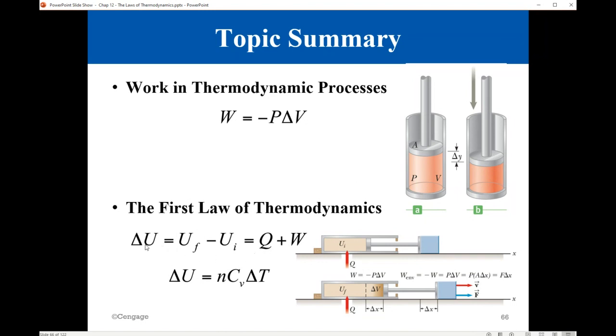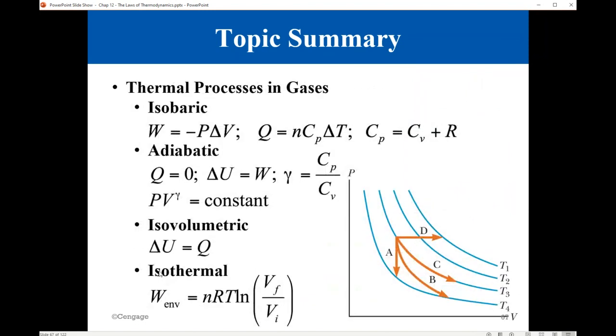The internal energy means the energy of the molecules, of the atoms in the gas. So the hotter the system, the greater the change in the temperature, the greater will be the change in the internal energy. We learned about the four thermal processes in gases: isobaric, adiabatic, isovolumetric, and isothermal.